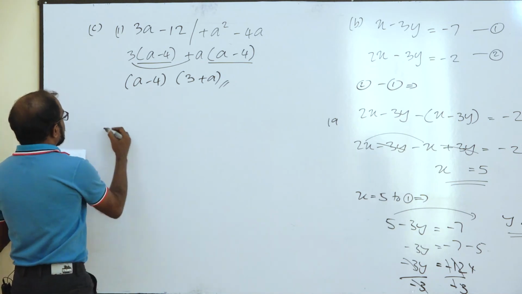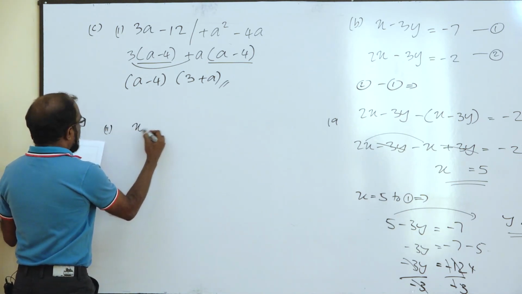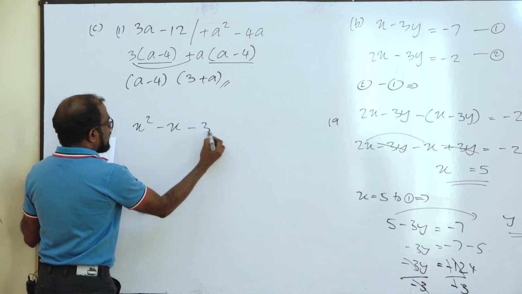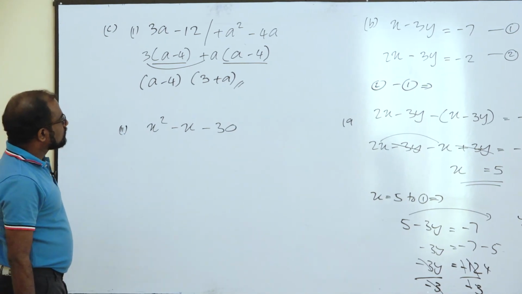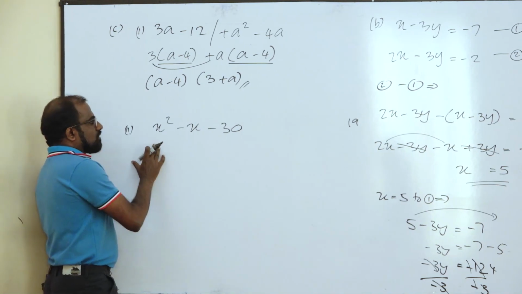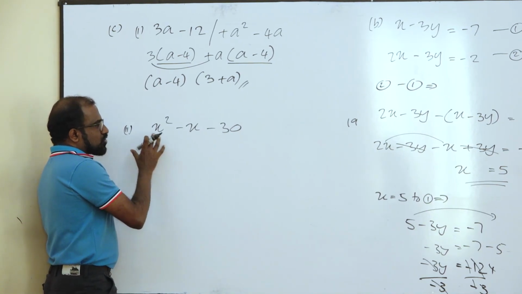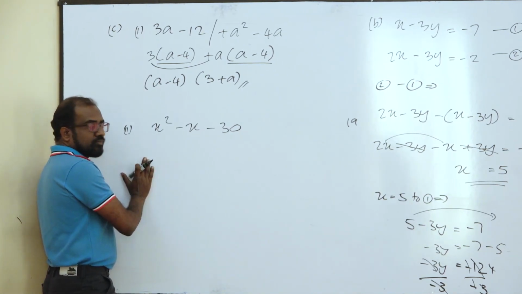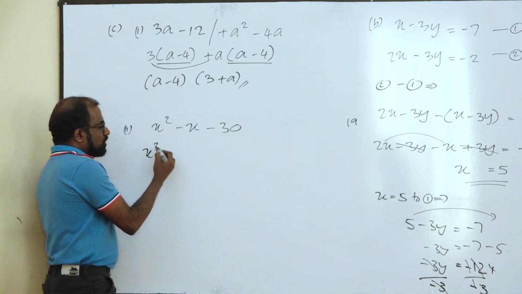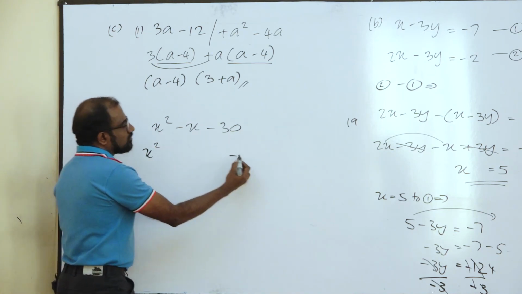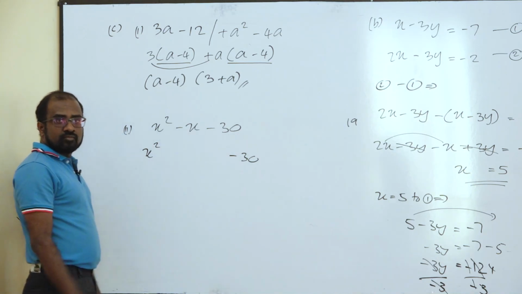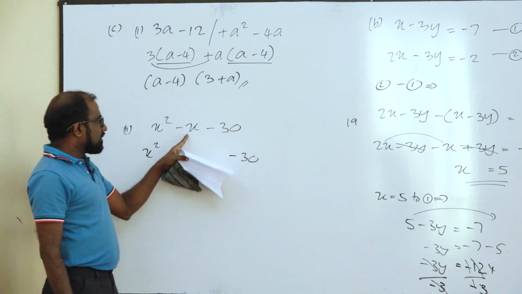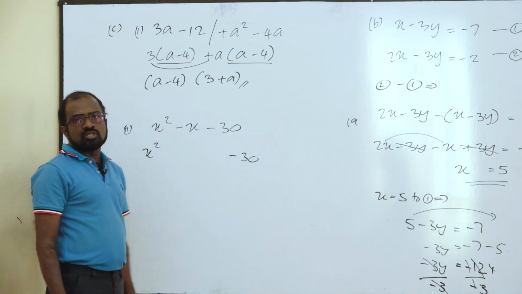Second question. X squared minus x minus 30. How would you factorize this one? What should we do when we factorize a trinomial quadratic expression? We are asked to divide the middle term. When you multiply, you have to get the constant term. Simplified, the middle term; multiplied, the constant term.